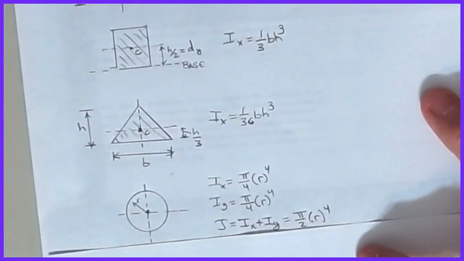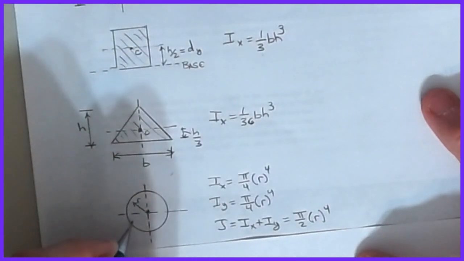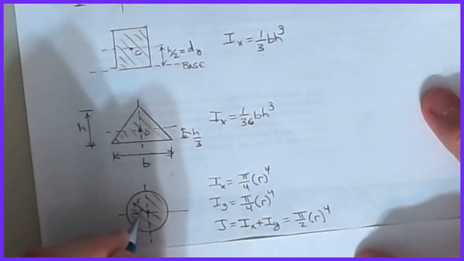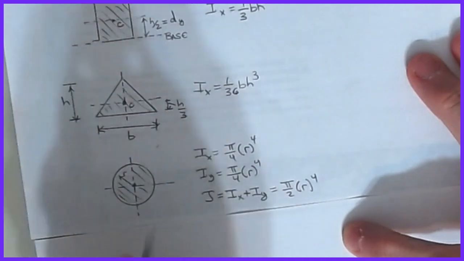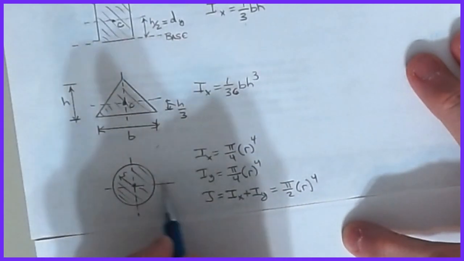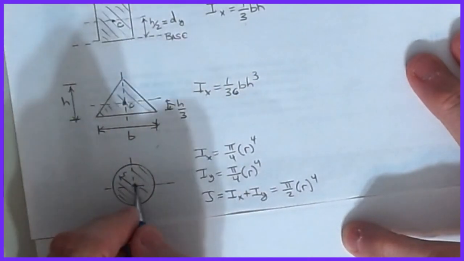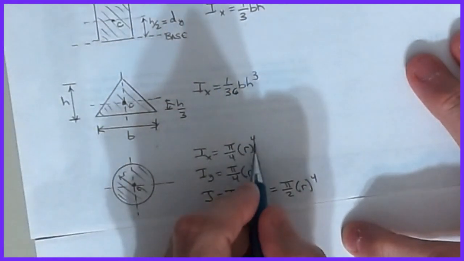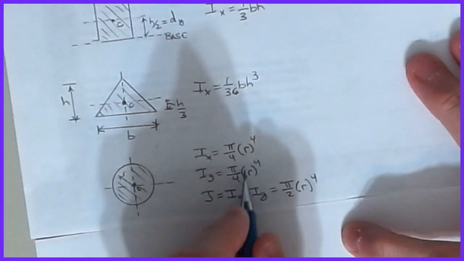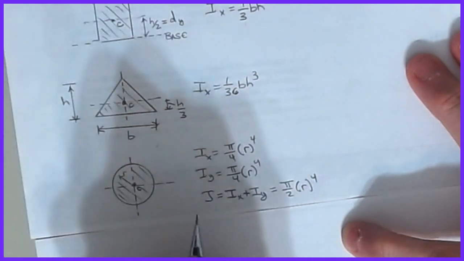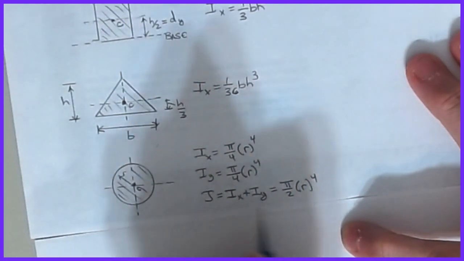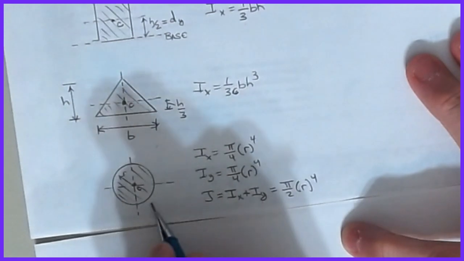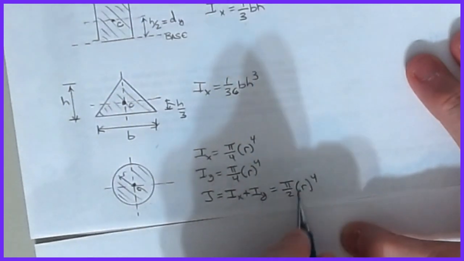The other one that we have then is a circular shape that has some radius of r, and so Ix and Iy are the same value in this case. And again, the centroid is located at the center of the circle, and Ix is pi/4 times r to the fourth, and then Iy is pi/4 times r to the fourth, and then J, we said, was Ix plus Iy, the polar moment of inertia of the circular shape. It becomes pi/2 r to the fourth.